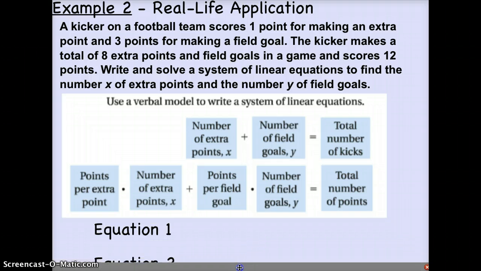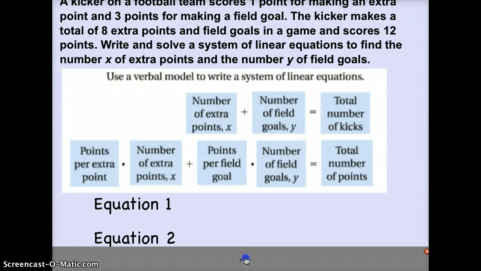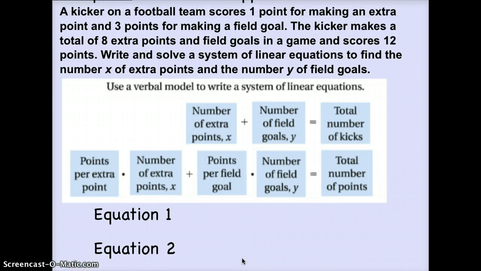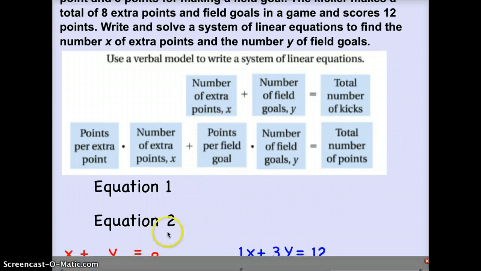So I'm going to plug in what I know about each equation. The number of extra points is represented by the variable x. So I'm going to pull my x up. The number of field goals is represented by y. That's essentially what we're looking for. We're trying to figure out how many extra points and how many field goals.